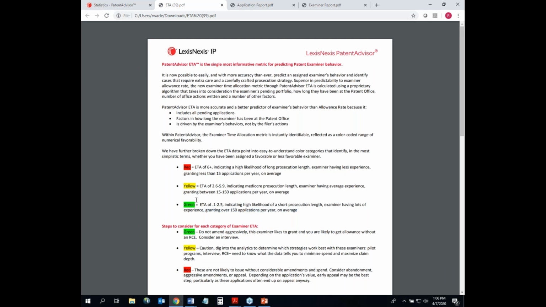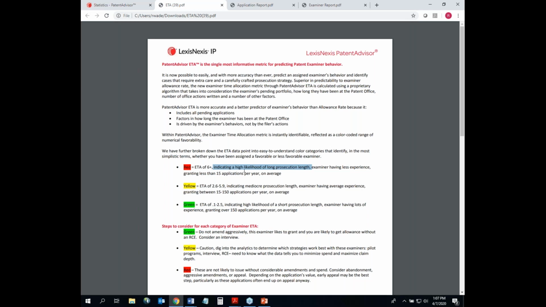The next examiner that we have is a yellow examiner. This is a little bit less favorable than that green examiner, and what we're saying is that your ETA is going to be from 2.6 to 5.9. What that is telling you is that there's going to be mediocre prosecution length, the examiner has average experience, and is granting between 15 to 150 applications per year on average. The last category is a red examiner. Red, ETA is 6+. And again, what that number and that color are pointing to is a high likelihood of long prosecution length.